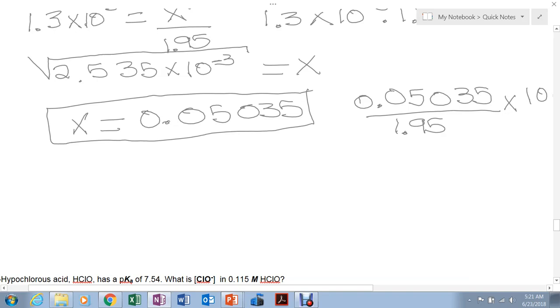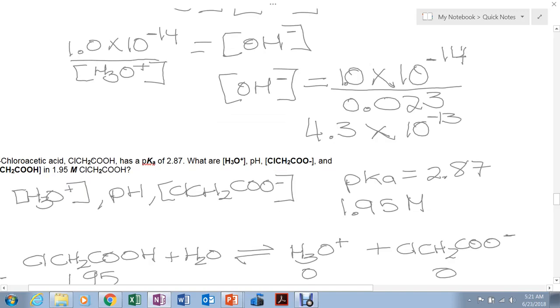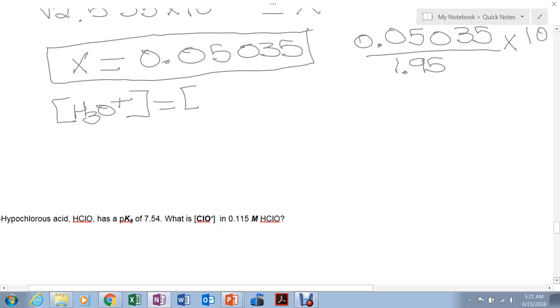So x would be the concentration of the H3O plus, and it equals the concentration of the conjugate base here, right? They're asking for the two of them. ClCH2COO negative equals x, which is 0.0504 M.